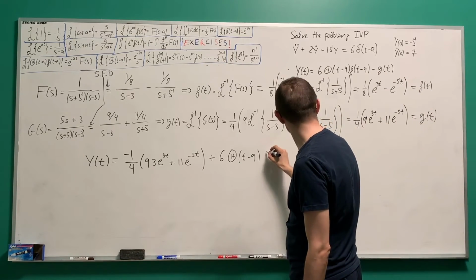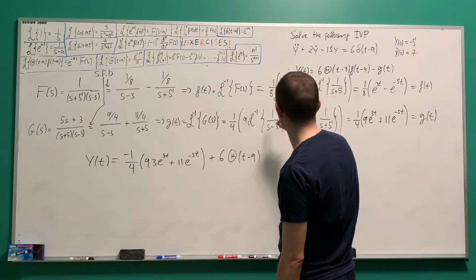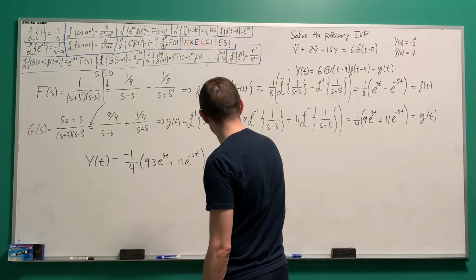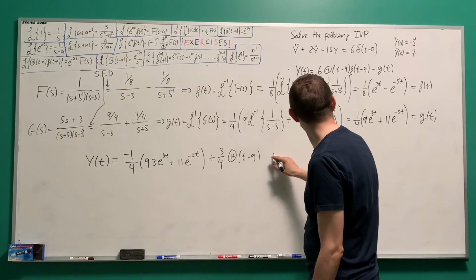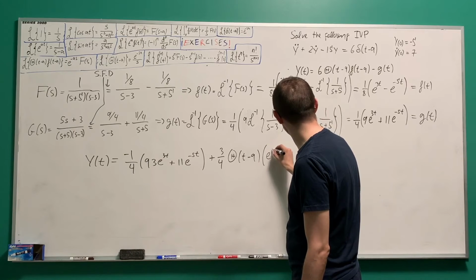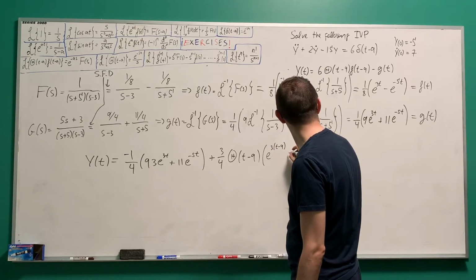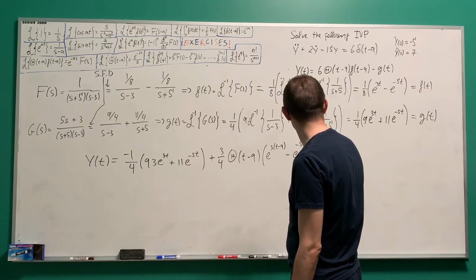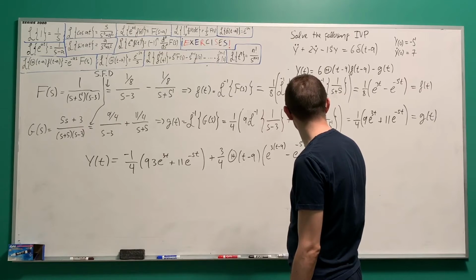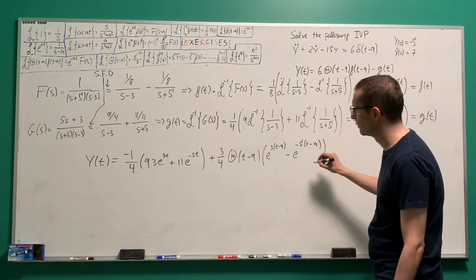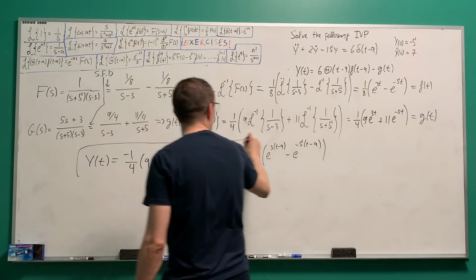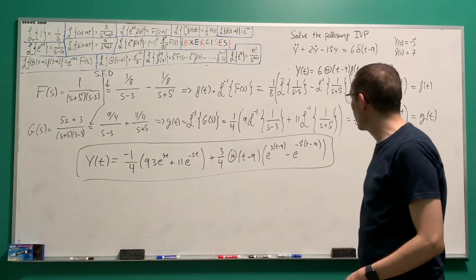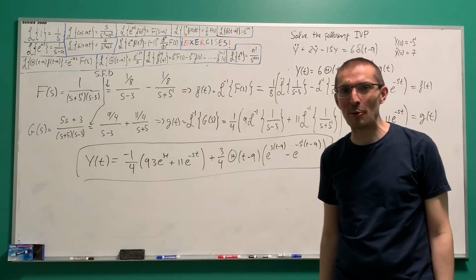So this is the function f that I have here, 1 over 8. So this thing is 1 divided by 8. So I'm going to write here 3 divided by 4. And then I get exponential of 3(t minus 9) minus e^(-5(t minus 9)). All right. And this is the solution to the problem. Another problem solved. All right, let's do another one, now with a Heaviside.